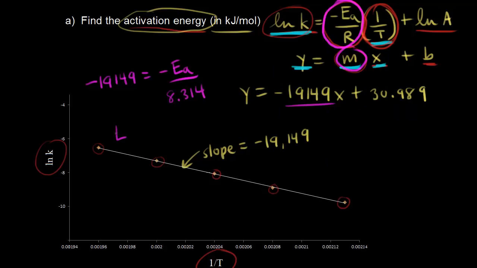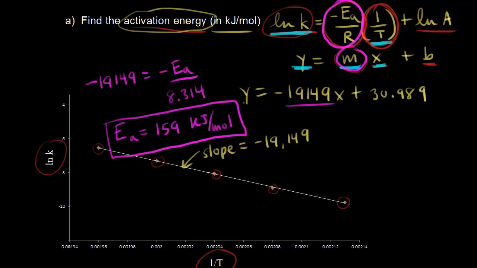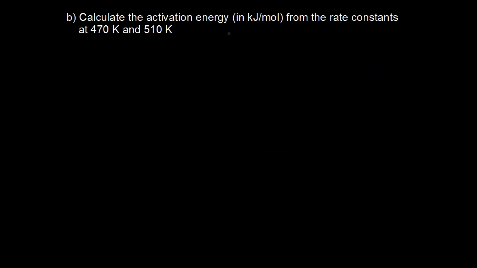So let's write that down. Activation energy is equal to 159 kilojoules per mole. And so we've used all of that data that was given to us to calculate the activation energy in kilojoules per mole. In part B, they want us to find the activation energy, once again in kilojoules per mole, but this time they only want us to use the rate constants at two different temperatures, at 470 and 510 Kelvin.